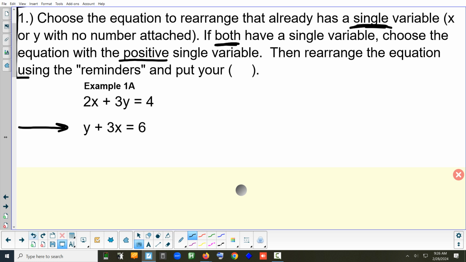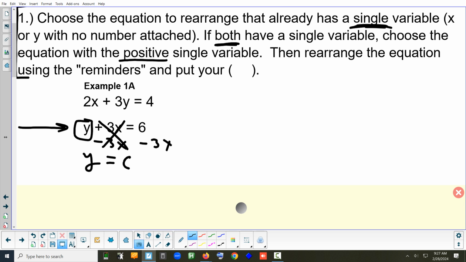Okay, so now we're going to get this by itself. And we can do it in one step. What needs to go to the other side? The 3x. How would you move positive 3x? Subtract 3x from both sides. That's gone. What's by itself on the left now? Y. And what's on the right? 6 minus 3x. Yep. So now that is your new equation that you've rearranged to get the y by itself.